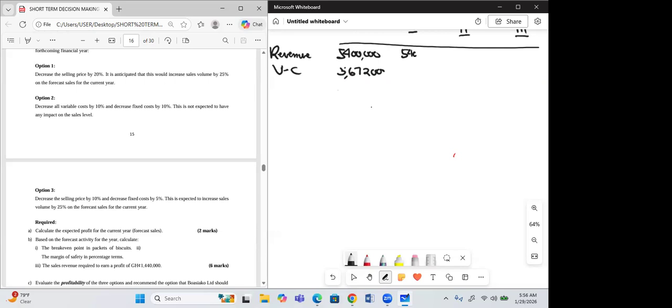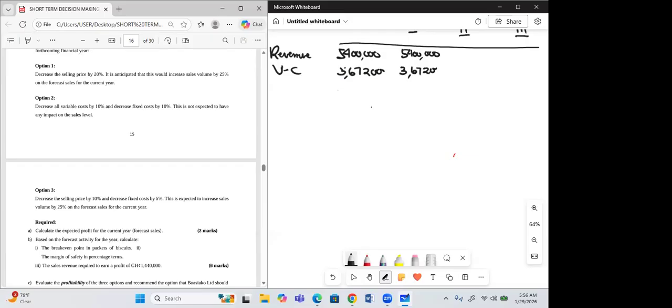So the variable cost will be still the same. They didn't tell you anything about variable cost. So we maintain the variable cost, 3,672,000.